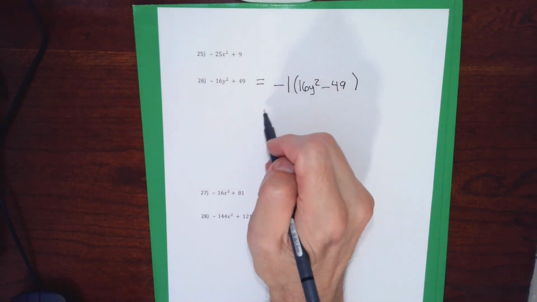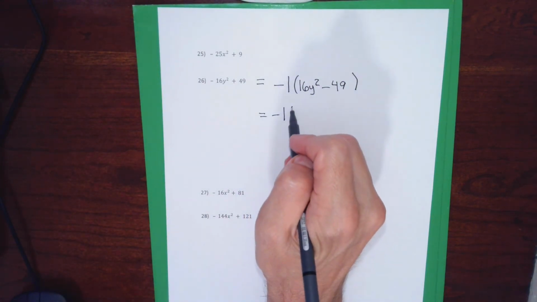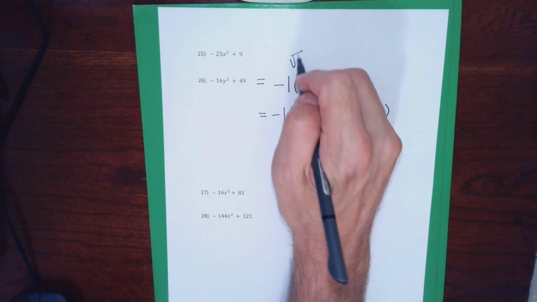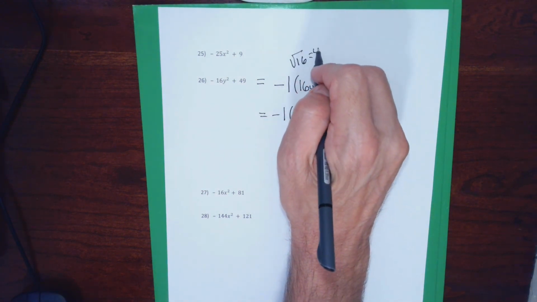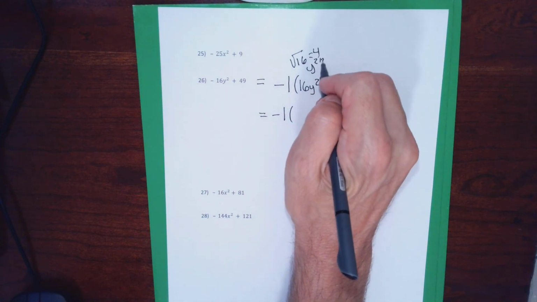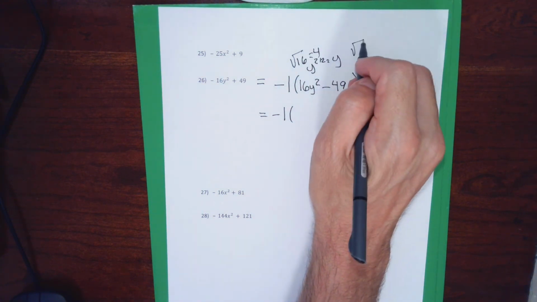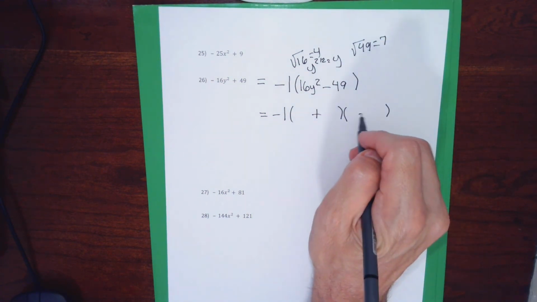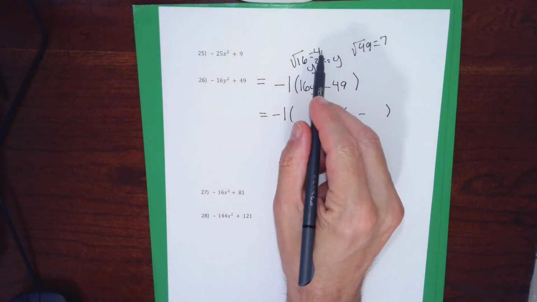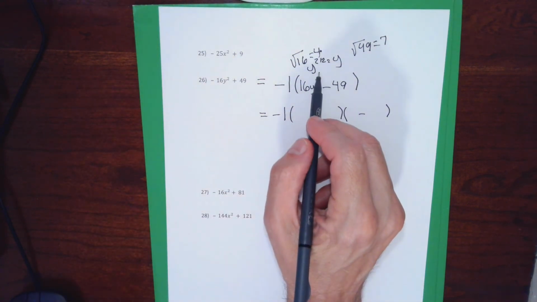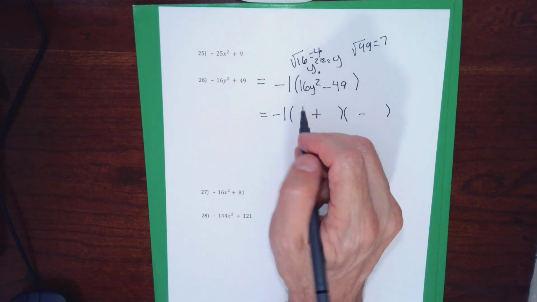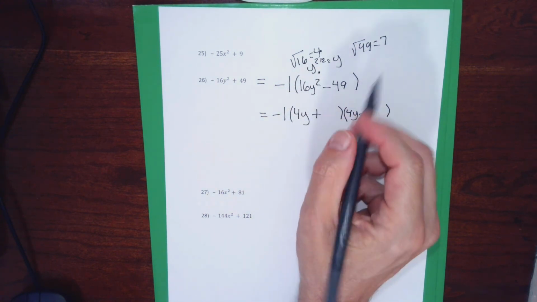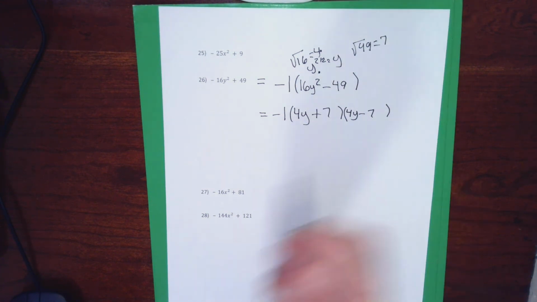After I factor out the negative 1, in problem 26, I'm left with a difference of squares because the numbers are square rootable, the exponent is divisible by 2, and there's a minus between. So I'm going to fill up my parentheses with square rooting the 16 and dividing the exponent of the y by 2 to lead off my parentheses, and square rooting the 49 and getting a 7 to end up my parentheses.